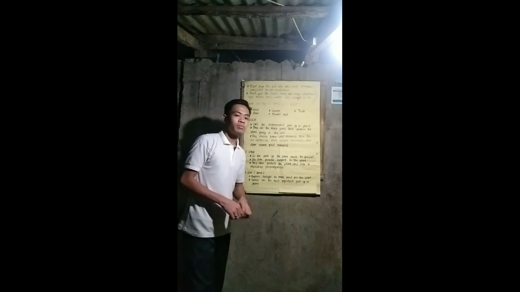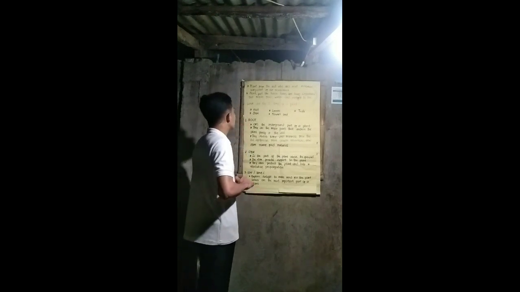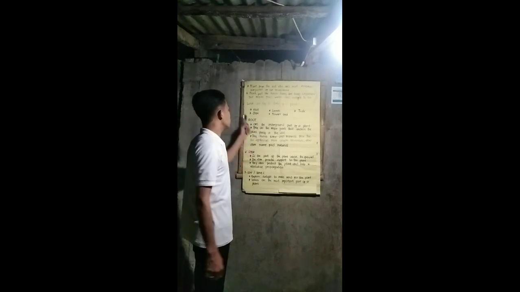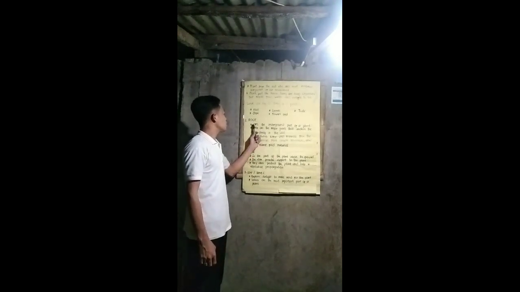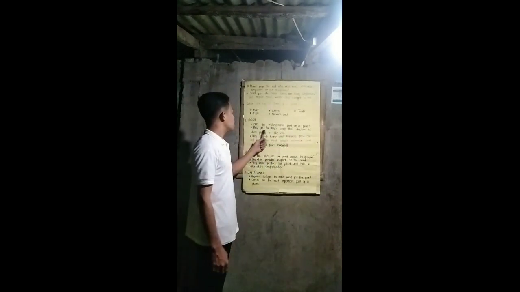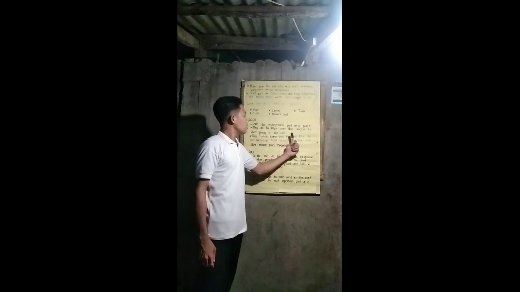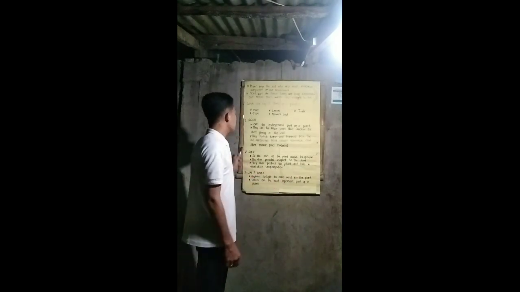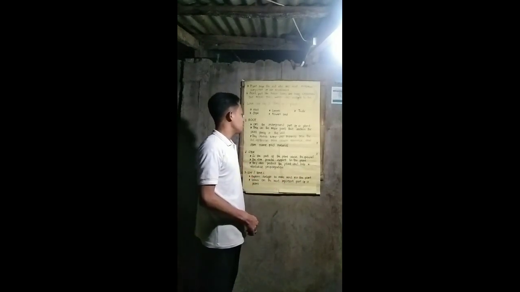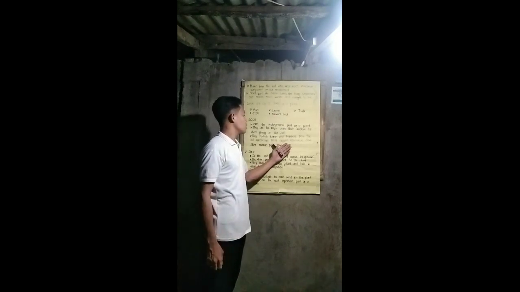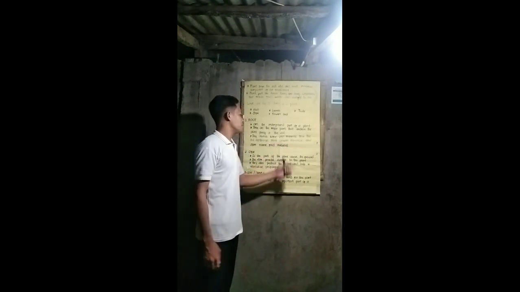Let us continue with the first part of the plant, number 1, roots. What are roots? According to this, roots are the underground part of the plant. They anchor the plant firmly in the soil, absorb water and minerals from the soil, synthesize plant growth regulators, and store reserve food material.